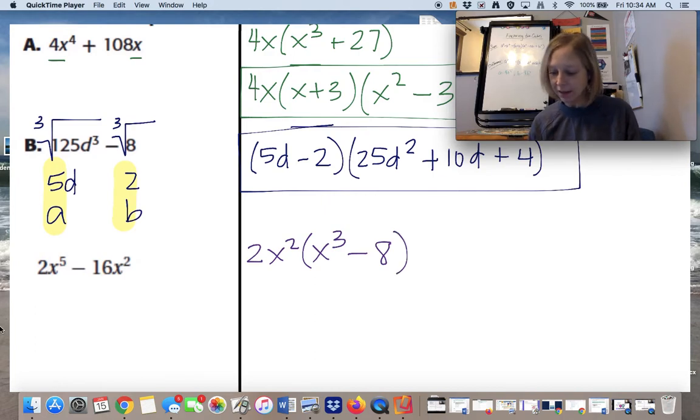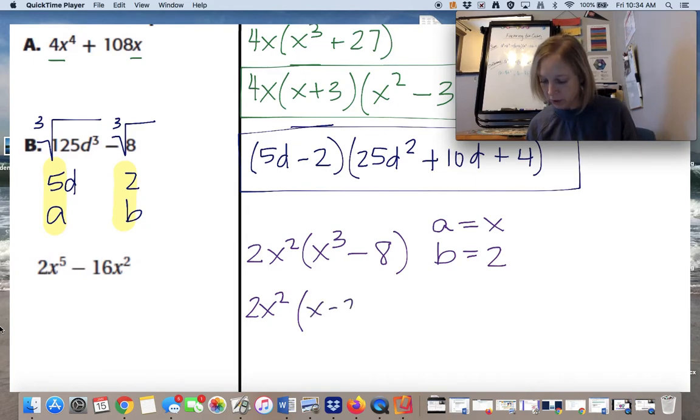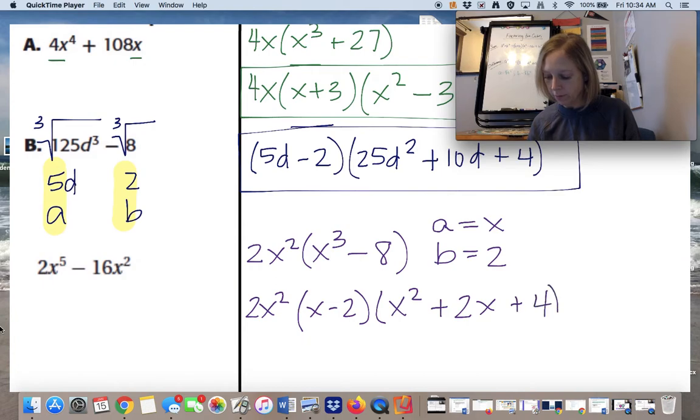All right, now I see some perfect cubes here. I know that when I see the letter A, I'm going to put the cube root of x cubed, which is x. When I see the letter B, I'm going to write the cube root of 8, which is 2. Don't forget that 2x squared in the front. This is a difference of 2 cubes, so I'm going to start with a subtraction statement, and then I'll use addition for the rest of my formula. So it says a squared, so I'll do x squared, plus a times b, which would be 2x, plus b squared, which is 4. And that's it.